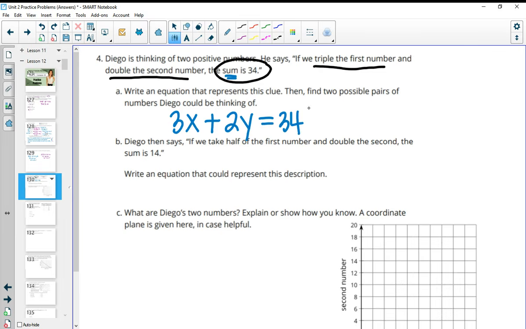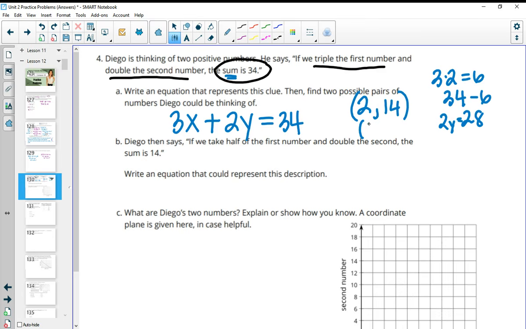And then find 2 possible solutions to this. So I know that this is an even number, so both of these need to be even. So if I pick a value for x, I want this to multiply to an even number. So let me just pick 2. So if I do 2 times 3, or 3 times 2, that's 6. We know the total needs to be 34. So I'll subtract that from the total. So this 2y portion needs to equal 28. So divide that by 2 and we get 14 as that solution.